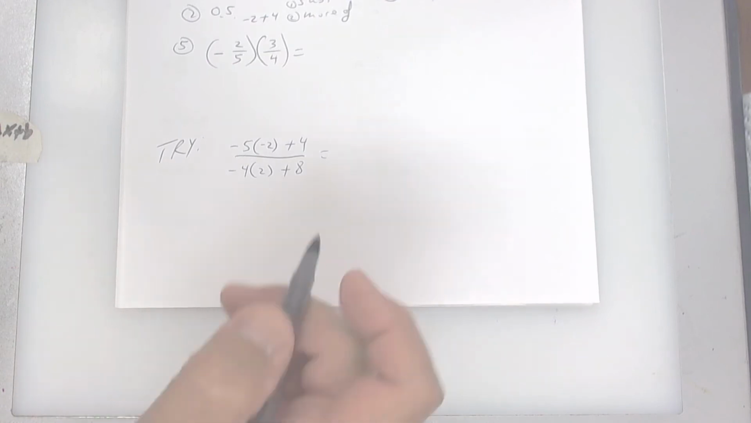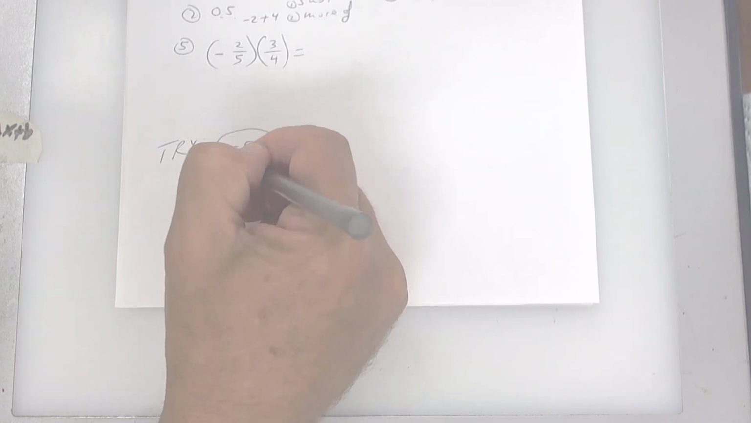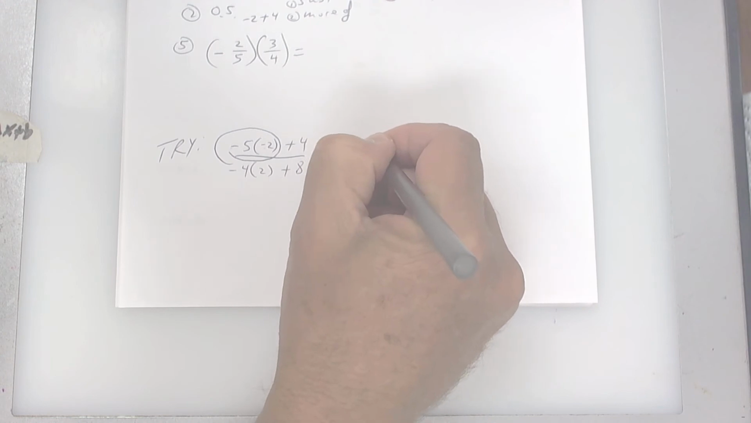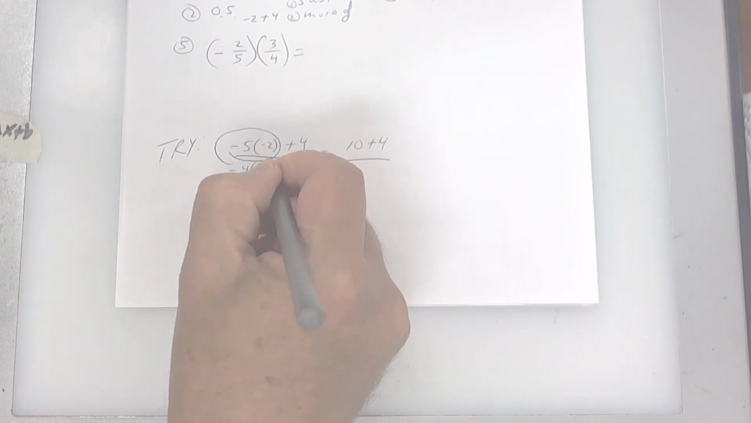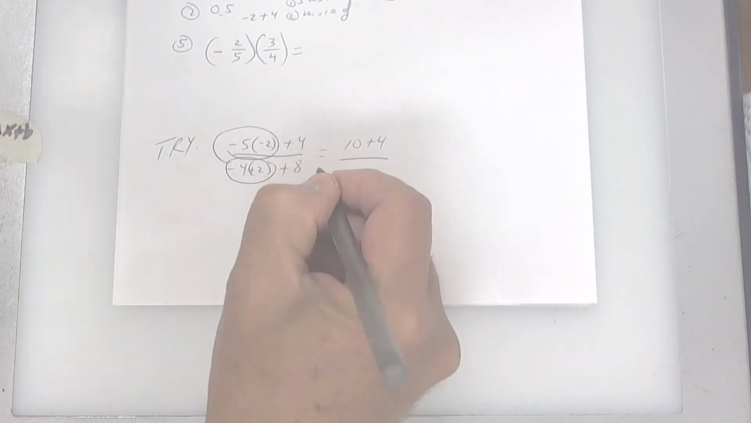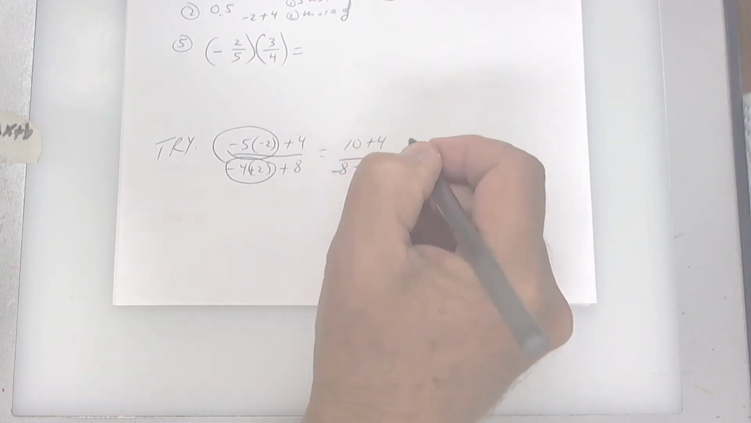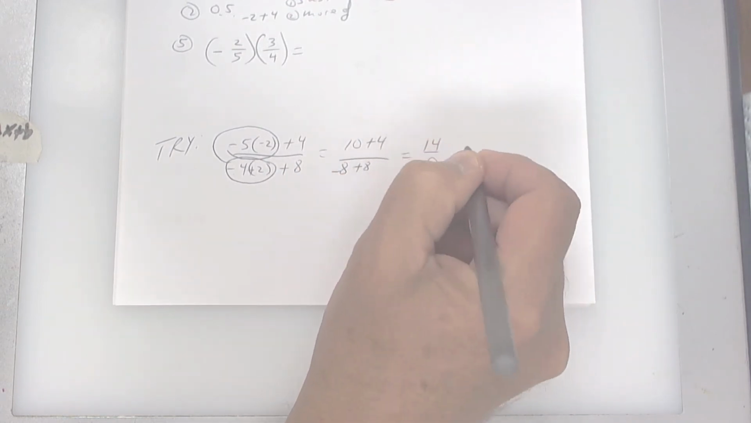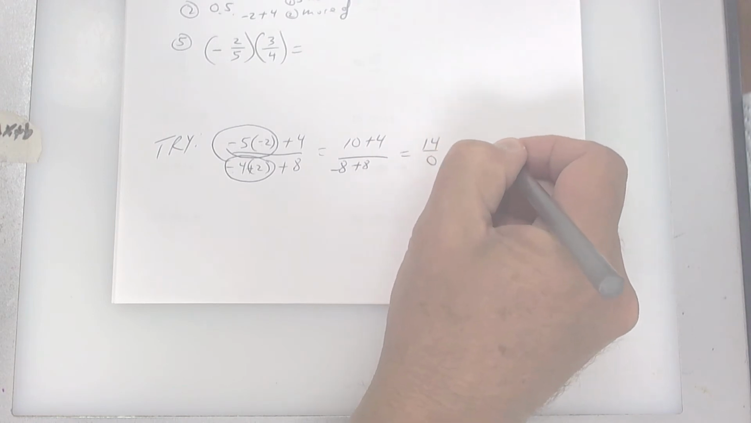Well, let's take a look. Order of operations says multiply first. Here you have a negative times a negative, so that's a +10 plus 4. This is 1 negative. A negative times a positive is a -8 plus 8. That's going to give you 0, so it's going to be 14 divided by 0 is undefined.